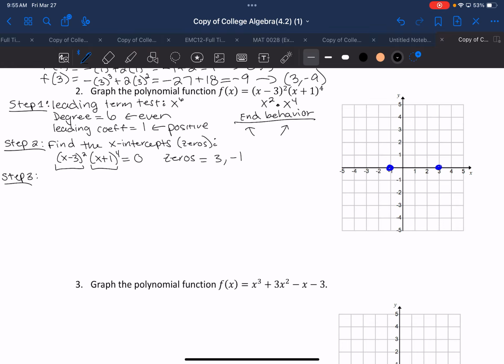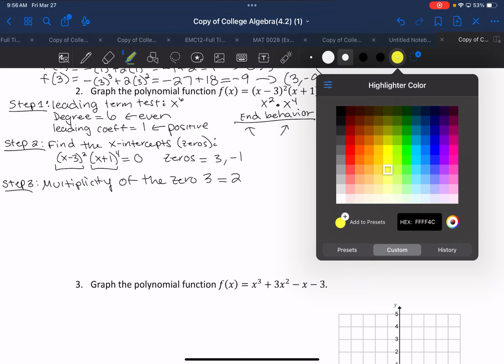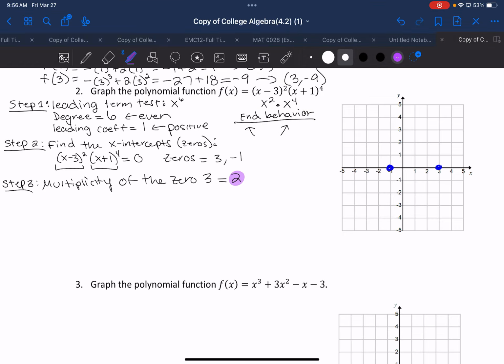Step 3 is to analyze the multiplicity. I'm going out of order based on the list I gave you, but these are the steps that I would go in. So the multiplicity of the 0, 3 would be what? 2. Perfect. So again, that comes from the exponent on the factor of that 0. That's where I'm getting that from.